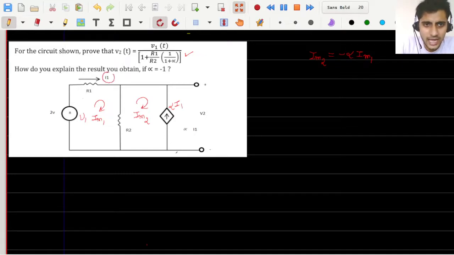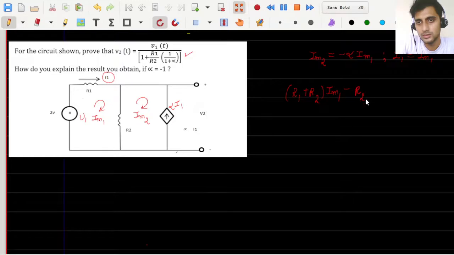As you can see that this I1 and Im1 are following each other. So using mesh transformation, I can say that I1 is equal to Im1. Now I am left to write the mesh equation for this particular mesh, and that is the sum of resistances in mesh 1 multiplied by mesh current 1 minus the common resistance in 1 and 2, which is R2, multiplied by mesh 2, or the current of mesh 2.